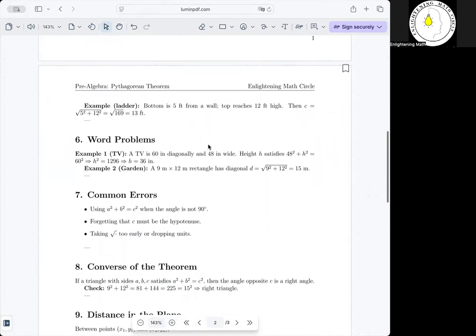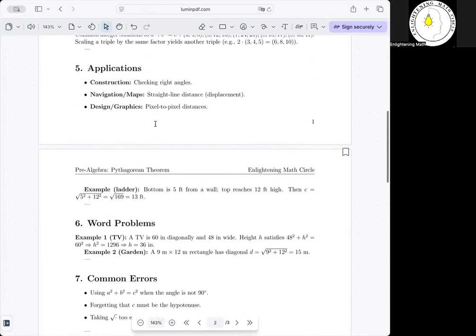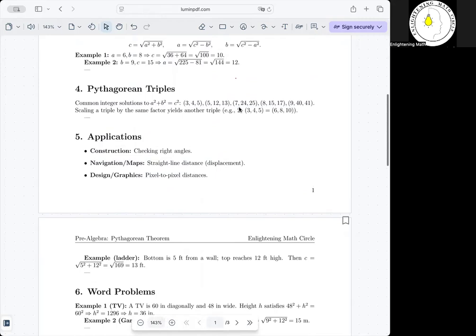So we have an example here, the ladder. If the bottom of the ladder is 5 feet from a wall, and the top reaches 12 feet high, then what is C? So we have the square root of 5 squared plus 12 squared, which is square root 169, which is equal to 13. This tells us that the ladder itself is 13 feet. We also did not actually have to solve this if you have your Pythagorean triples memorized. That is listed as one of the first common Pythagorean triples.